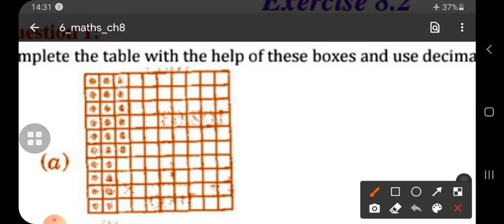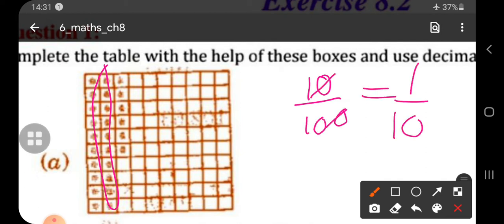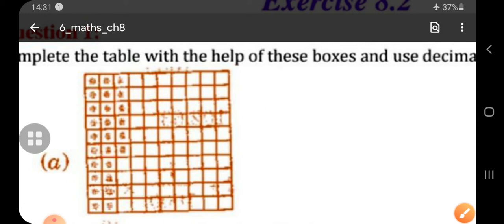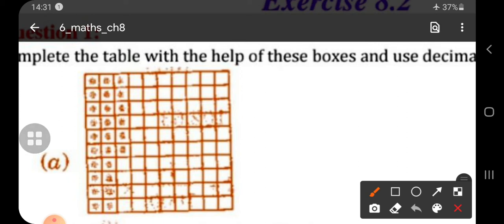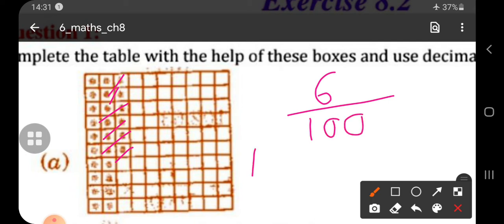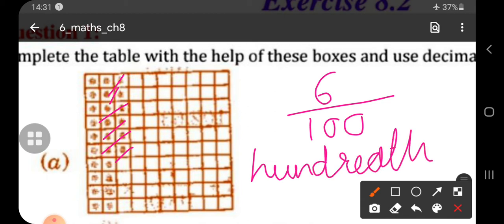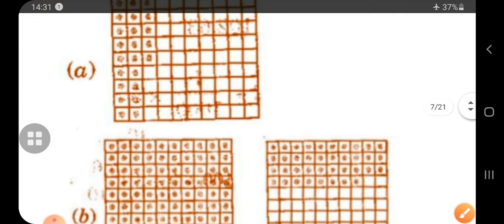Second one, here also 10 shaded out of 100. 0 0 cut, it remains 1 upon 10. So it's also a tenth. Now third one, third column vertical, count how many units are shaded. 1, 2, 3, 4, 5 and 6. 6 out of 100. So that is a hundredth, you can say. Okay, 6 upon 100. Understood? Now let's see the table.